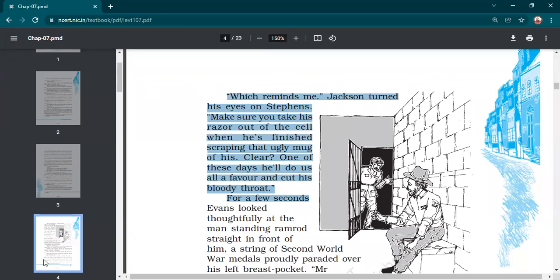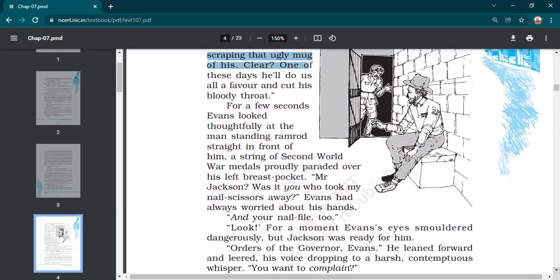So actually, they are taking all the sharp objects away from Evans, because he has a razor for his shave, and also, for precaution's sake, they are thinking that he might cut the throat of someone who will be there. So Jackson turned his eyes on Stephens. "Make sure you take his razor out of the cell." Being an old officer, Jackson is experienced, and he is giving instructions to Stephens. He says make sure you take his razor out of the cell when he's finished scraping that ugly mug of his. He is calling him ugly mug. He's using a razor and mug and everything for his shaving purpose. So Jackson is giving a reminder to Stephens that after he's done shaving, you take away his razor also. No pointed object should be there with him, because he can use it for his benefit.